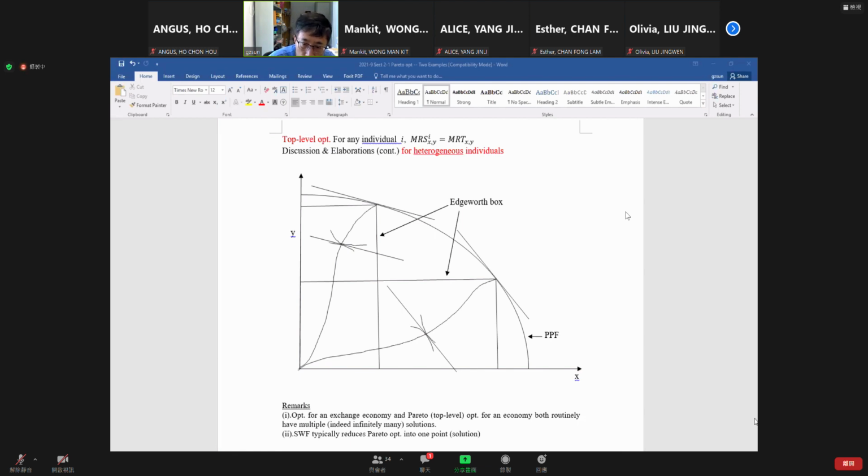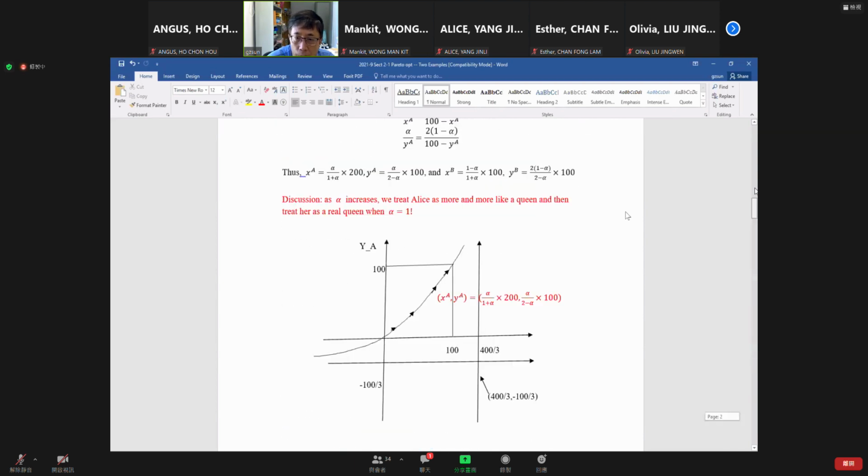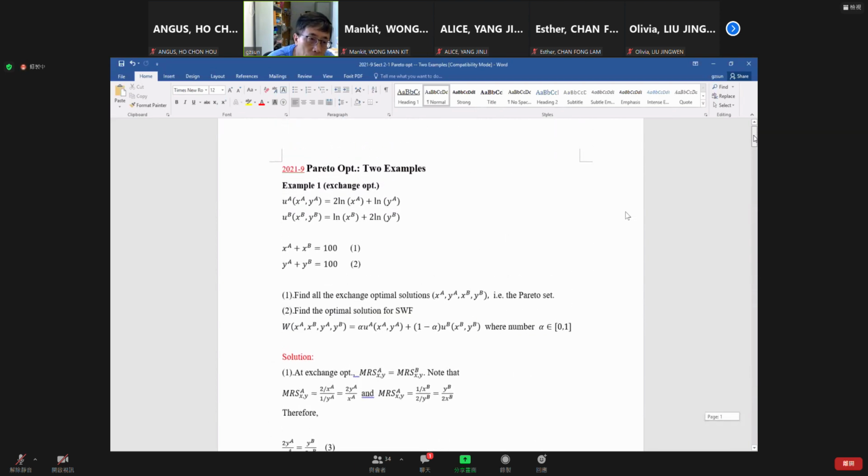We look at two examples. One is about the exchange optimal. And after we look at the two examples, you will find that it's usually much easier to find the top level optimal than to find the exchange optimal. Theoretically speaking, exchange optimal is only one part of the top level, but in practice, it's much easier to handle global optimal or top level optimal than handling the exchange optimal.